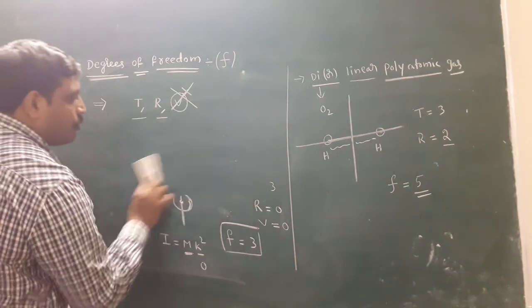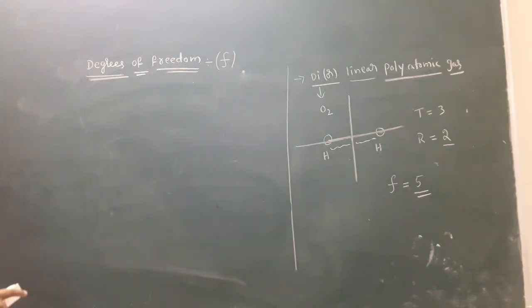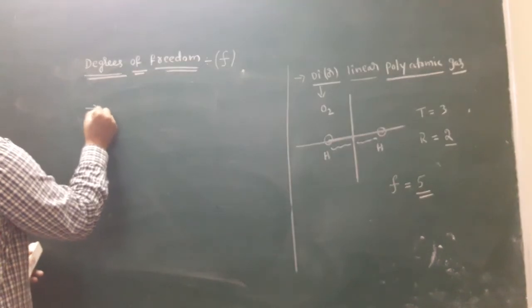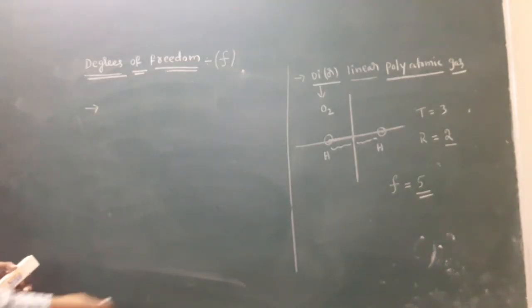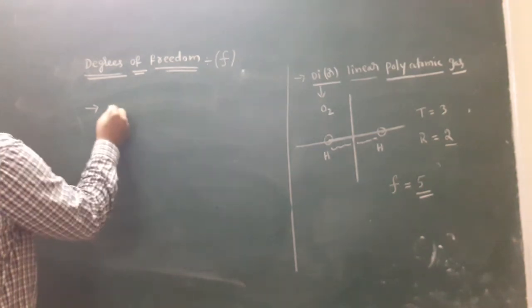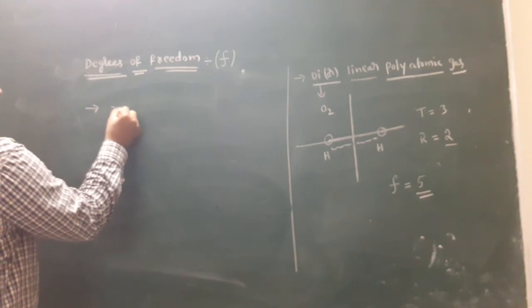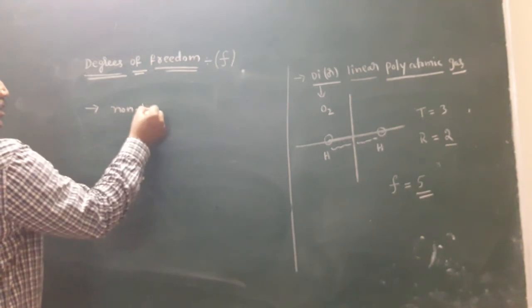Next, monoatomic gas, degrees of freedom is 3. Diatomic or linear polyatomic gas, degrees of freedom is 5. Last question: non-linear polyatomic gas.